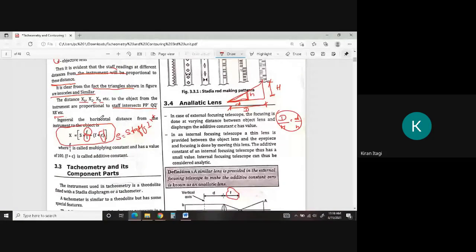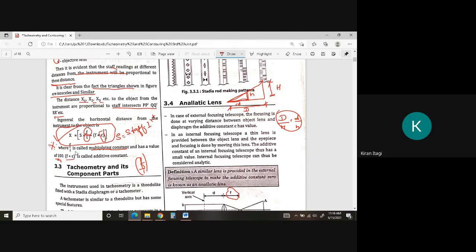The integral, the horizontal distance for the instrument to the object, means we are using this formula to calculate the distance. Where f upon i is called as, remember this one, 100% they will ask for the MCQs. We will call f upon i a multiplying constant, very important, remember. It has a value of 100. Normally its value will be around 100.